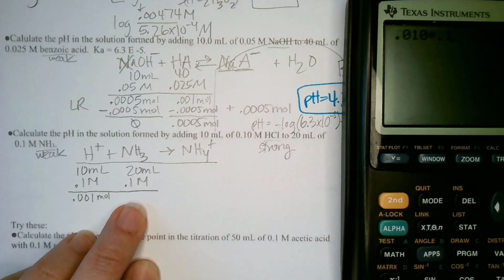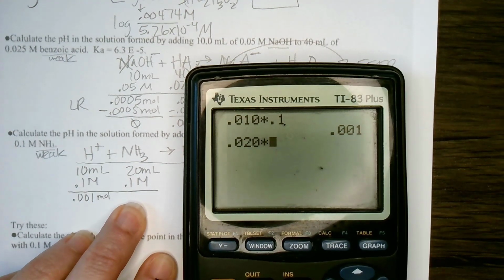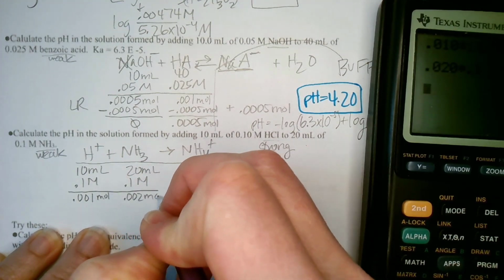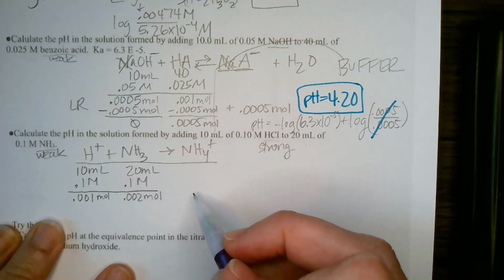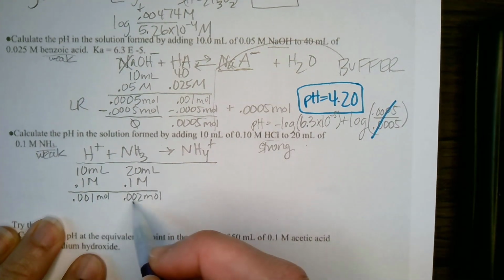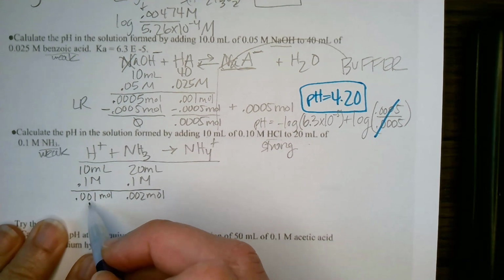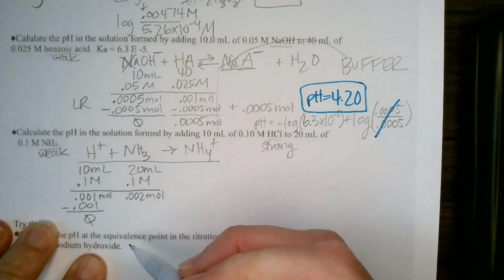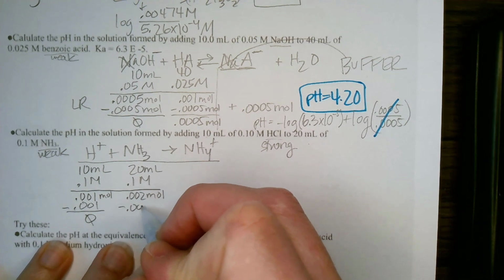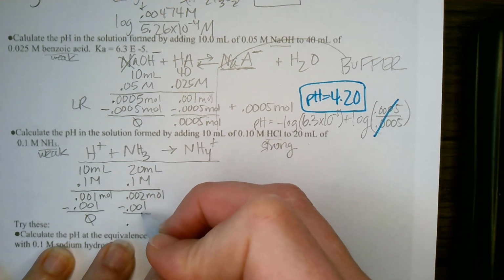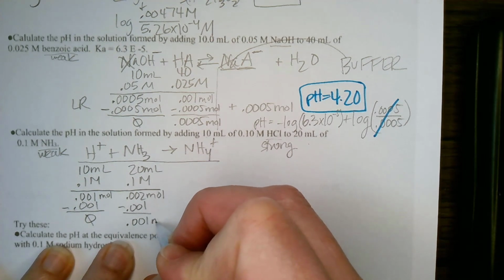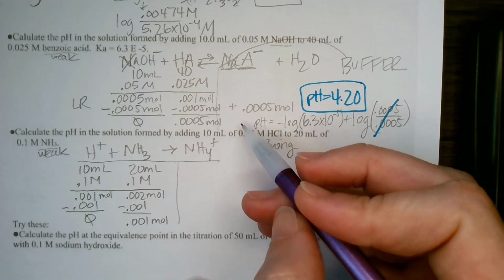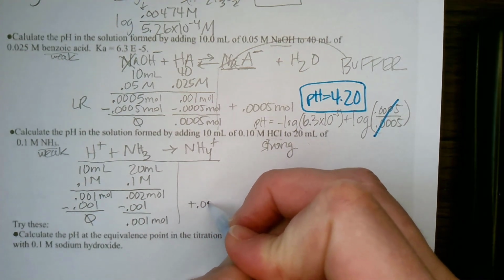Then I'm going to do the same thing with this one. I'm going to do 0.020 times 0.1 to get 0.002. So this is what I'm starting with. And of course I have zero product. So again, I can see, well, which one's going to be consumed first? My H plus. So we're going to subtract 0.001. So my acid is my limiting reactant, minus 0.001. So I'm going to have excess ammonia, 0.001. And we know that this salt that's forming this buffered solution is going to be created, plus 0.001.